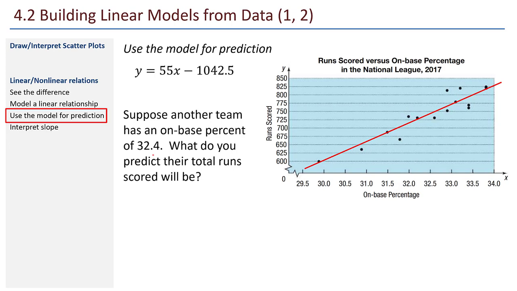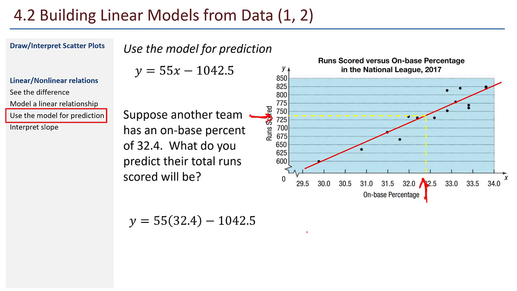Well, this is where we can use the line. So look at the graph on the x-axis, identify 32.4, take it up to the line. And then from the line, move left until we get to the y-axis, and we can see total runs scored. So if my percentage is 32.4, it looks like my total runs scored is going to be somewhere between 725 and 750. Well, I can find that out exactly by actually using the equation.